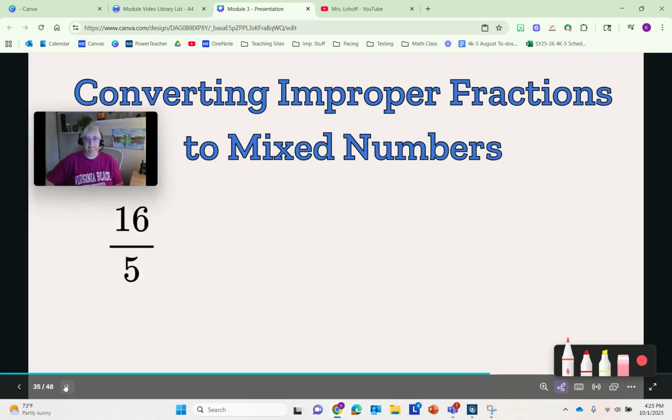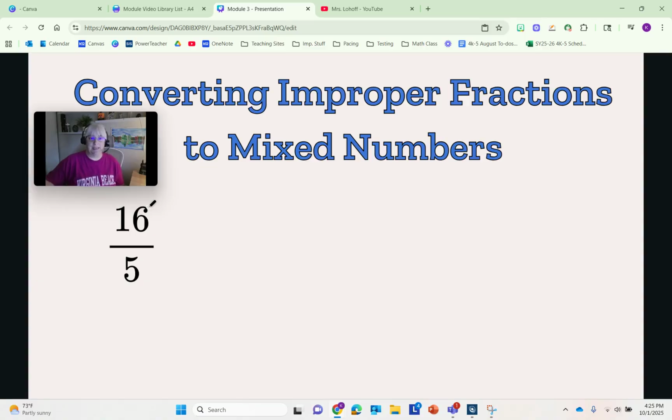All right. Let's convert this improper fraction into a mixed number. Remember, improper just means that that numerator is bigger than the denominator. 16 is more than 5. So same thing. I like to draw it out, and you can too. I'm going to draw something out, and dividing things into 5 is really hard.